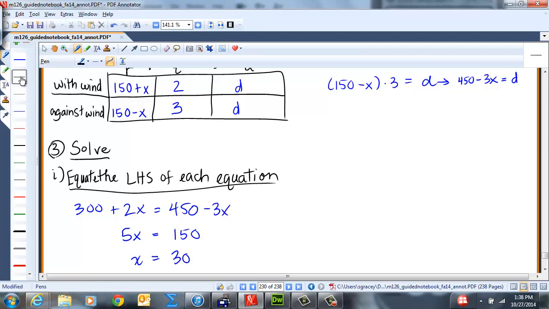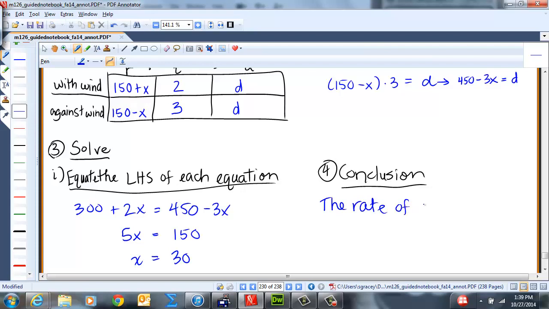So our conclusion will be the rate of the wind is 30 miles per hour. And that would be probably the average rate of the wind.